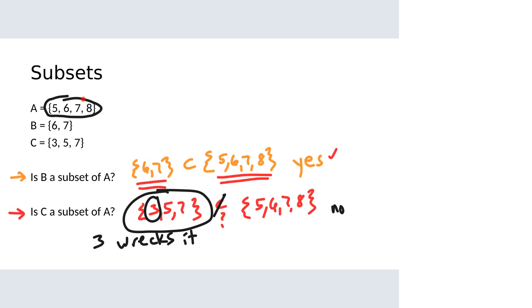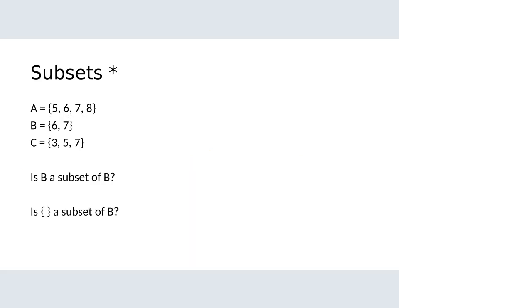When we're deciding whether or not something is a subset, we're deciding, is there anything in there that wrecks it? I want you to keep that in mind as we go on to the next thing. There are sets A, B, and C, and I have a couple of questions for you. These are going to be yes, no questions. I'm going to make a poll for this.